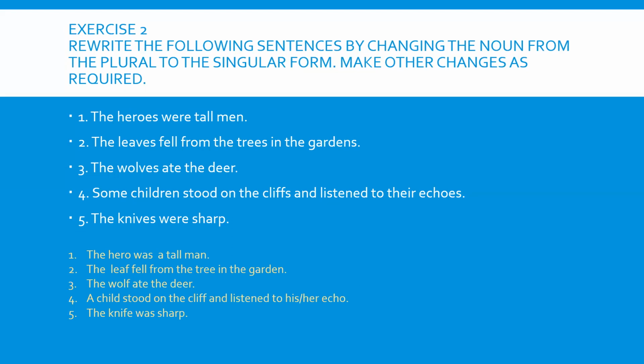And the answers are here. The hero was a tall man. The leaf fell from the tree in the garden. The wolf ate the deer. The child stood on the cliff and listened to his or her echo. The knife was sharp.